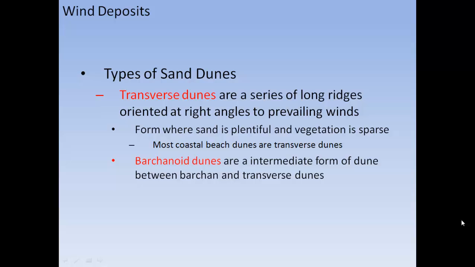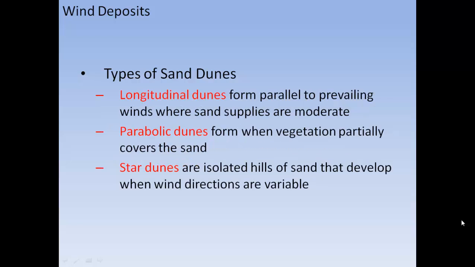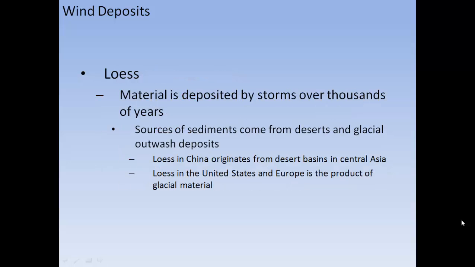Barchanoid dunes are an intermediate form of dune between barchan and transverse dunes. Longitudinal dunes form parallel to prevailing winds where sand supplies are moderate. Parabolic dunes form where vegetation partially covers the sand. And star dunes are isolated hills of sand developed where wind directions are variable.